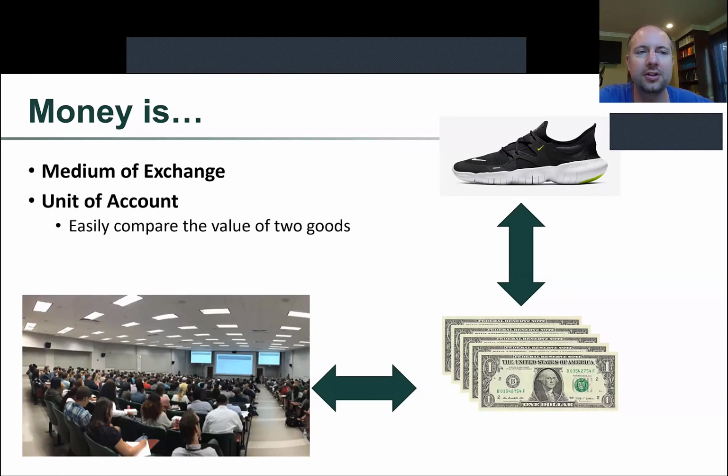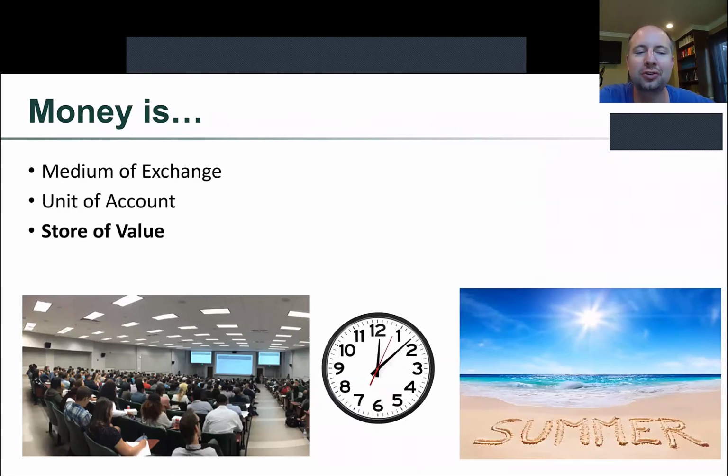Okay, the third use for it is as a store of value. So this idea of me getting a shoe, that works fine. I'll teach him and I'll trade today for the shoe. Well, what if what I want is something in the future? So let's say I want maybe some money to go on my summer vacation. So I'm going to rent a beach house somewhere.